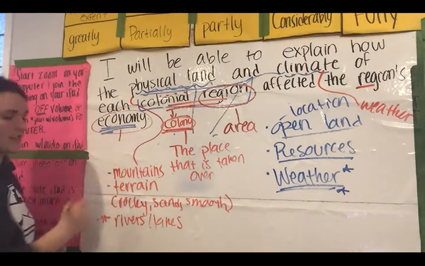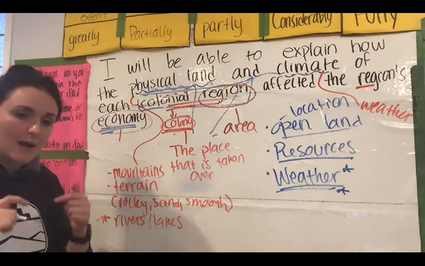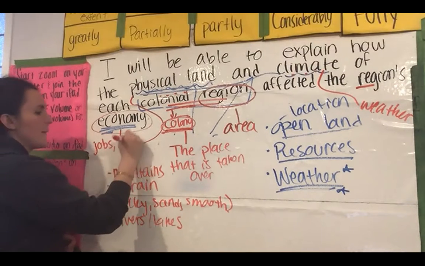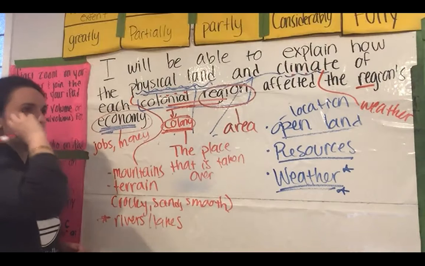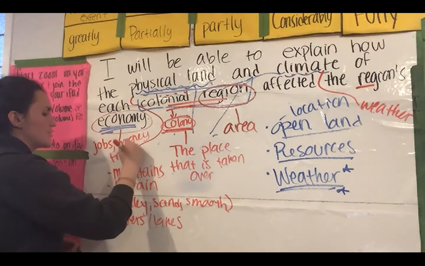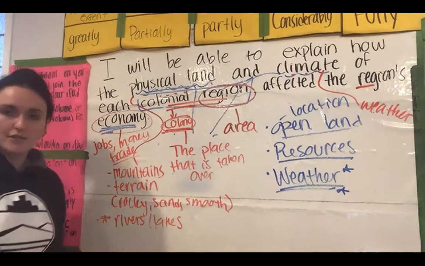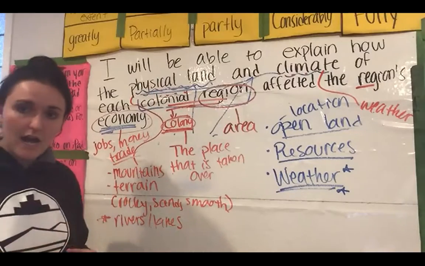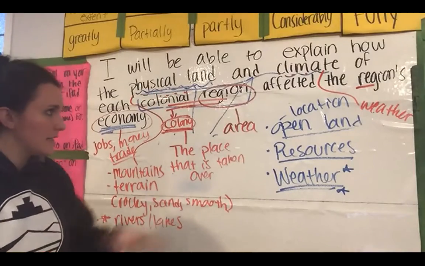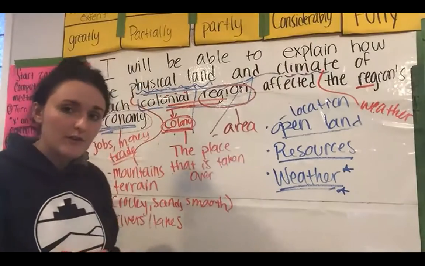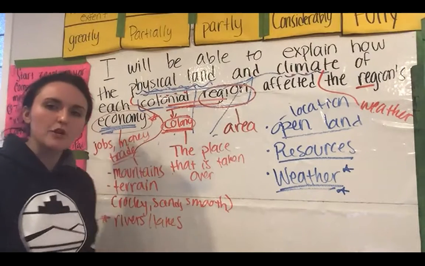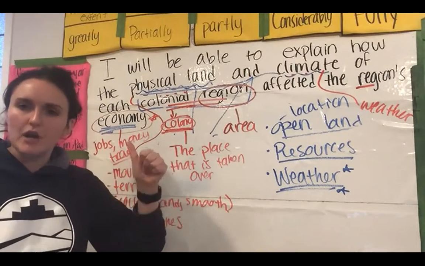We said when we think of the word economy or economic, our minds should go to jobs, money. Someone this morning, I think it was Hamad, said trade. Jobs, money, and trade. So how did the physical land of the colonies, how did the climate, the weather, of the colonies, affect the kind of jobs people could have back during the time of the colonies?